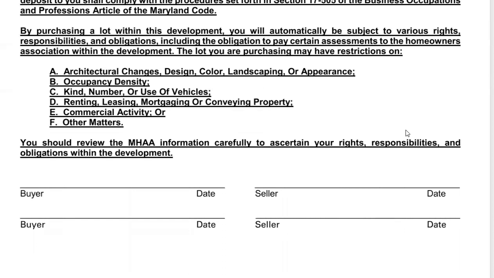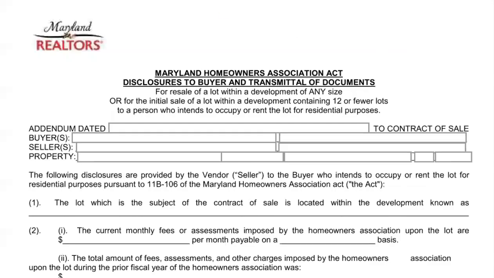Finally, it just states that by purchasing a lot, there are various restrictions and rights that are implicated by the HOA. Oftentimes, there will be an architectural design committee that will have to approve architecture changes. They can restrict the type of vehicles, how many people live there, whether you can rent, whether you can run a business, or other miscellaneous matters. So it's really important that you make sure you review the HOA documents with your buyer to make sure that it will fit their needs. So that is the notice associated with an HOA.